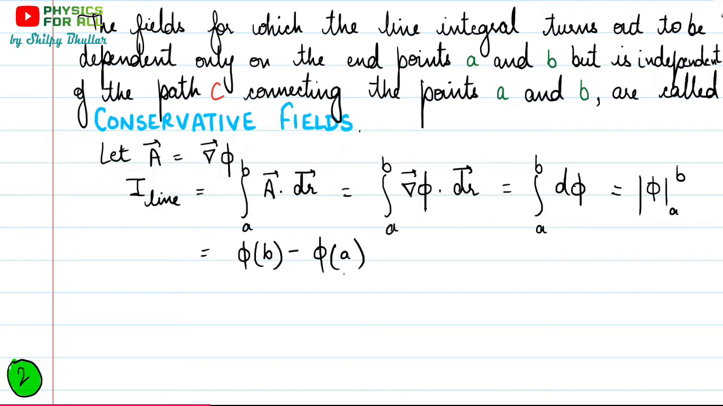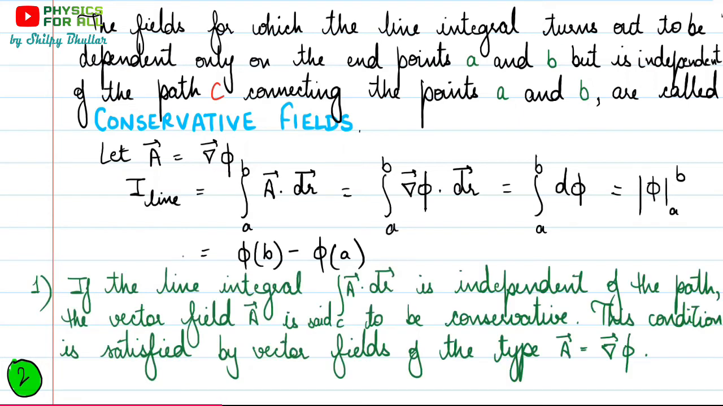So here, whatever vector field A is, it is depending on phi. This means that if there is some vector field which looks like del phi, then of course its integral would be independent of the path.